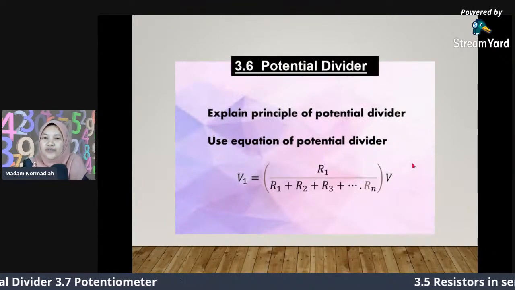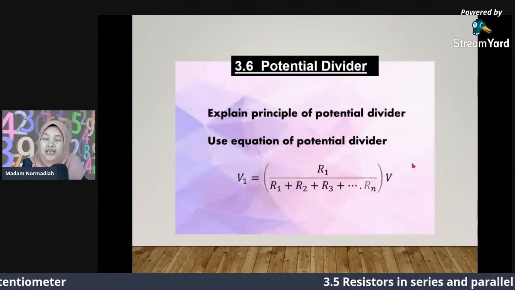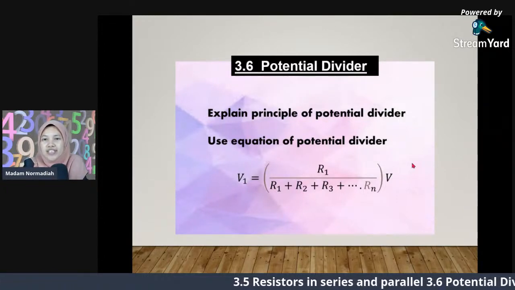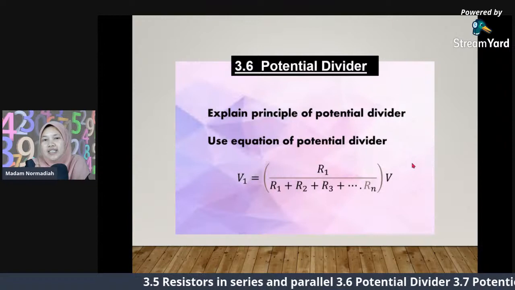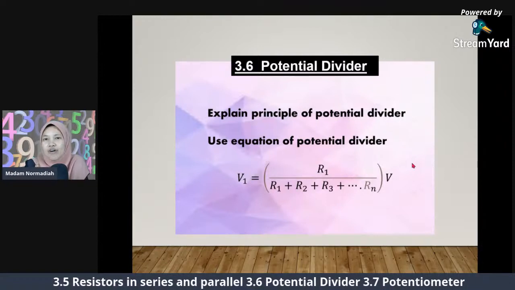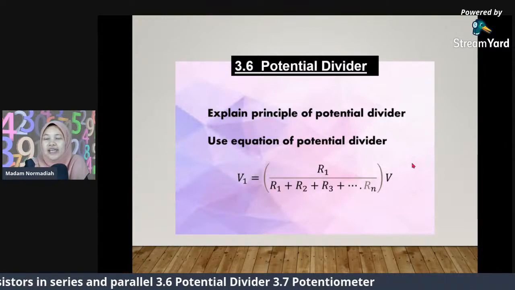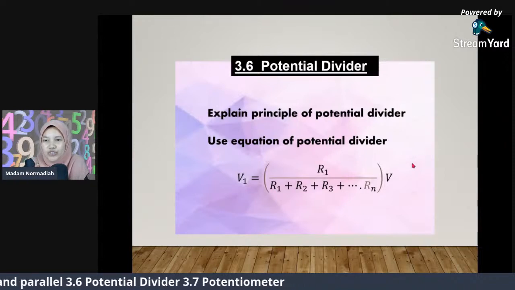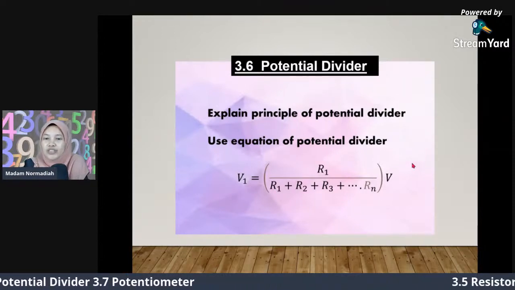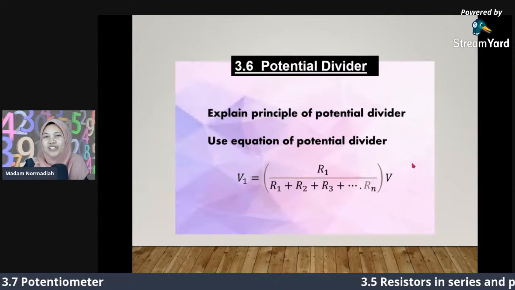Alright class, let's not waste time. We proceed with the next subtopic, which is 3.6 potential divider. In this subtopic, we have two learning outcomes. First, students can explain the principle of potential divider. Second, students can use the equation of potential divider.